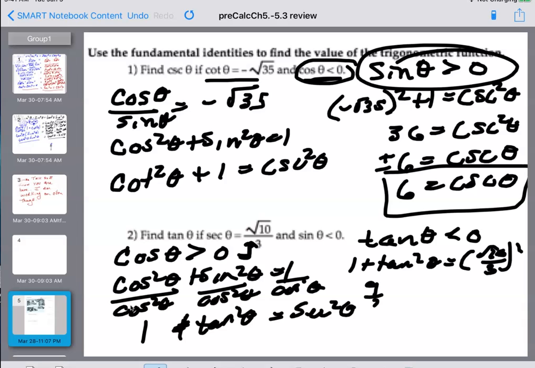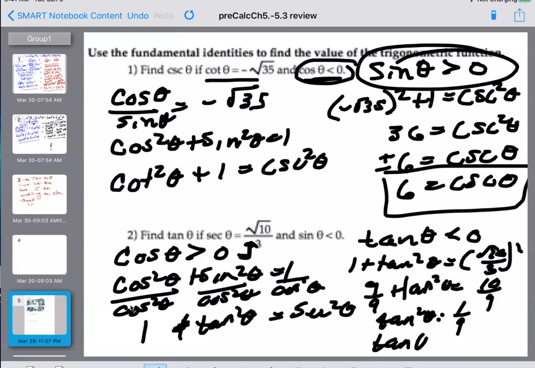So this is 9 over 9, that's 1, plus tangent squared theta is equal to 10 ninths. I subtract 9 over 9, and I've got tangent squared theta is equal to 1 ninth. And tangent theta is equal to 1/3. But remember, we did all that work, and we learned that tangent's negative. So my final answer's got to be negative, so I've got to fix that a little bit, and I'm going to say negative 1/3.